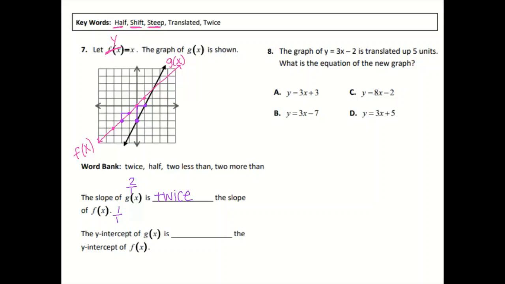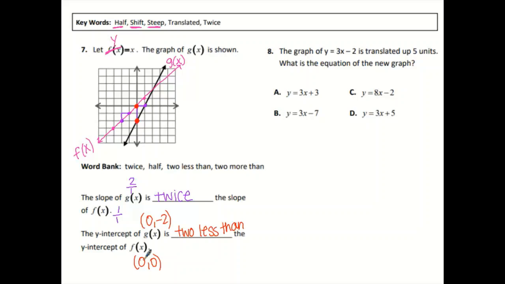We're going to use the same idea when we're looking at y-intercepts. It says the y-intercept of g of x. Well, the y-intercept is right here at -2. Is blank the y-intercept of f of x. So the y-intercept of f of x is here at 0. So I look at my word bank, -2 is 2 less than 0.